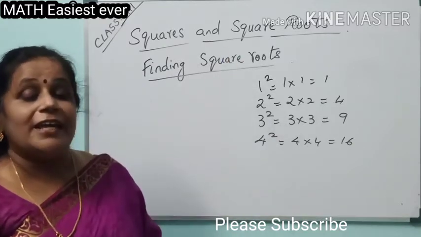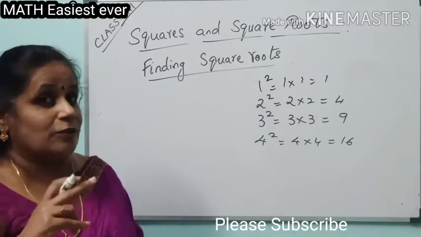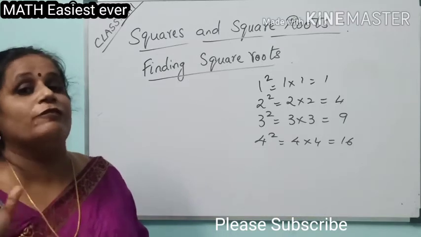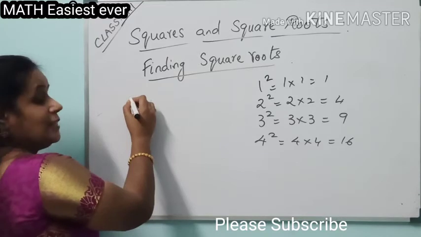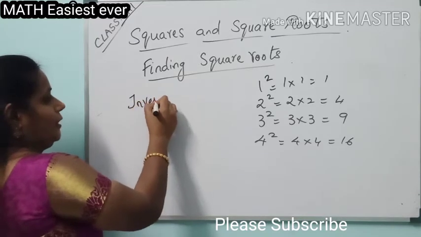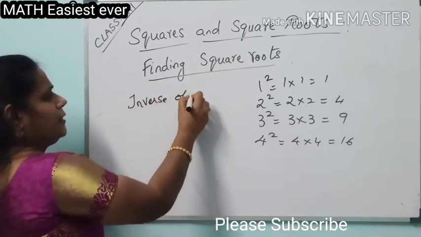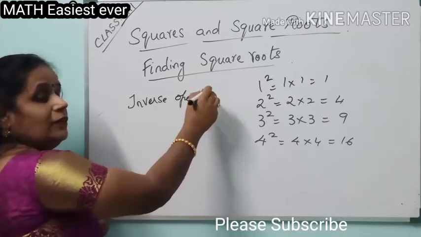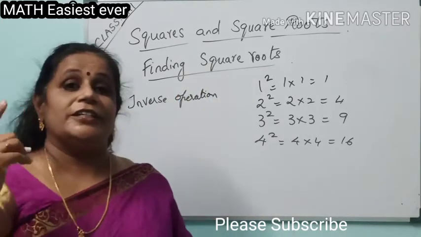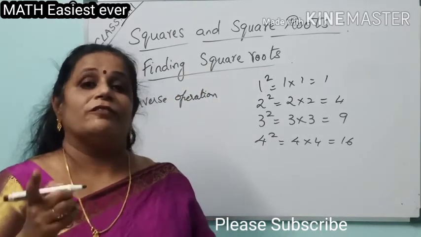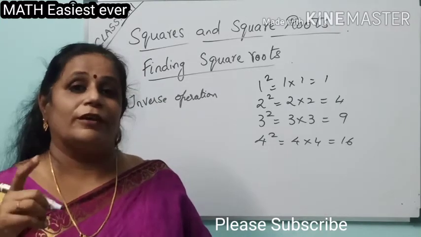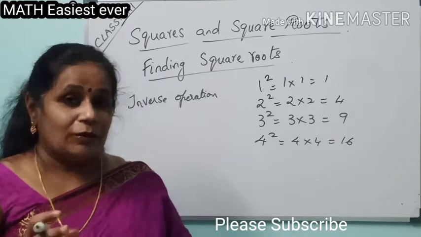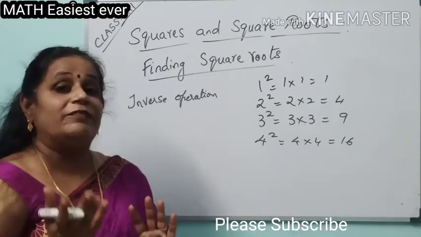Finding the square root is the inverse operation of squaring. What does inverse operation mean? See, what is the inverse of addition? The inverse operation of addition is subtraction. The inverse operation of multiplication is division. For subtraction it's addition and for division it's multiplication, like that. So squares and square roots are inverse operations.